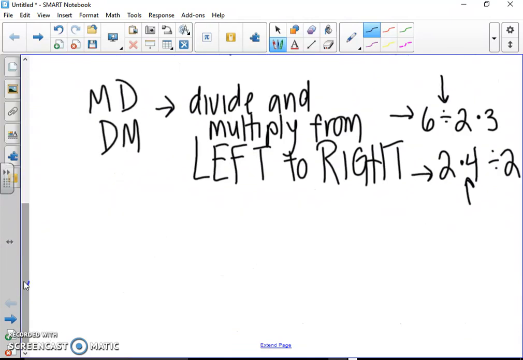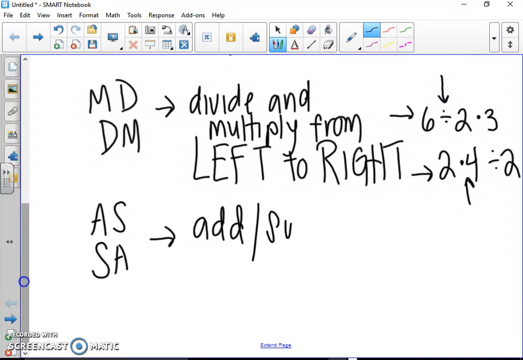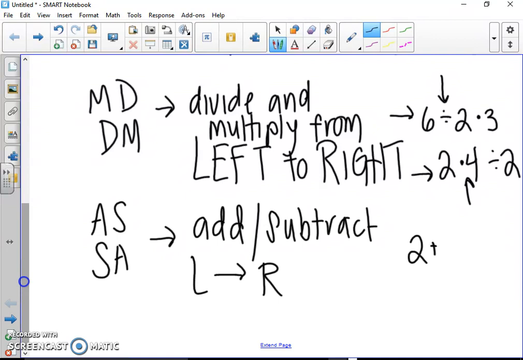And then the same thing with add, subtract. It's not always add, subtract first. It's, again, add, subtract from left to right. I'm just going to abbreviate. So if you had 2 plus 3 minus 4, you're going to do addition first. If you had 7 minus 6 plus 2, you're going to do subtraction first based on what comes first, left to right. Awesome. All right.